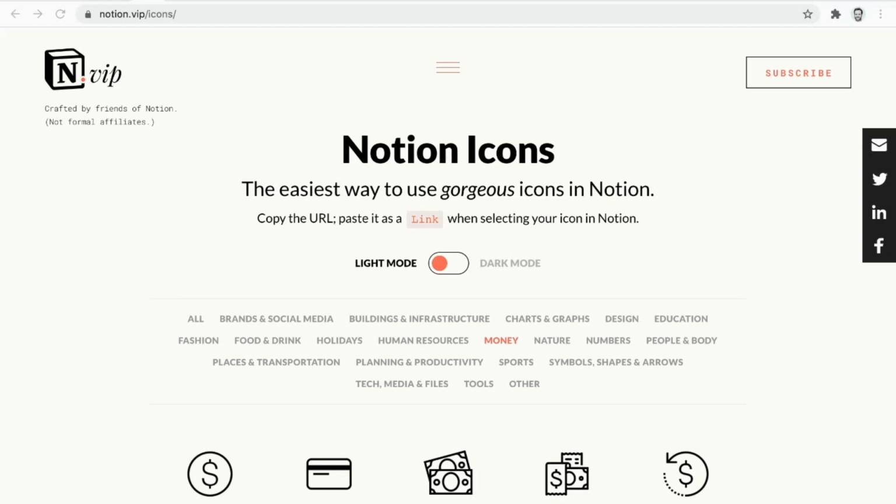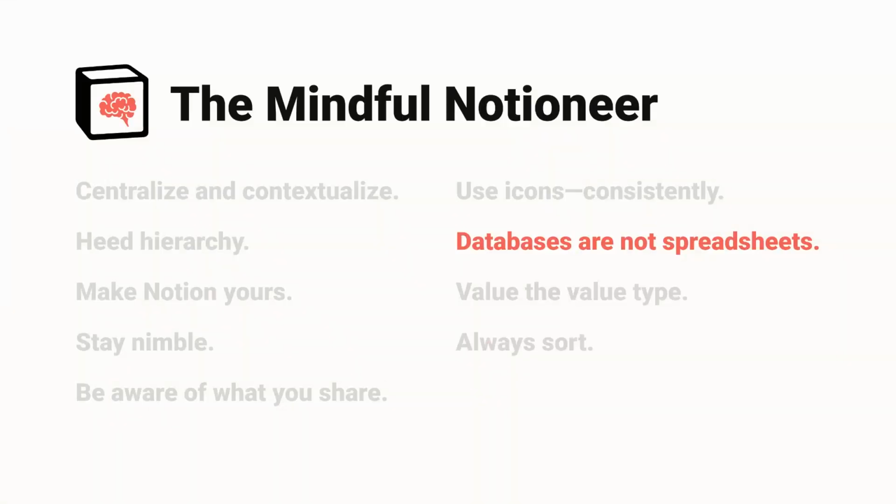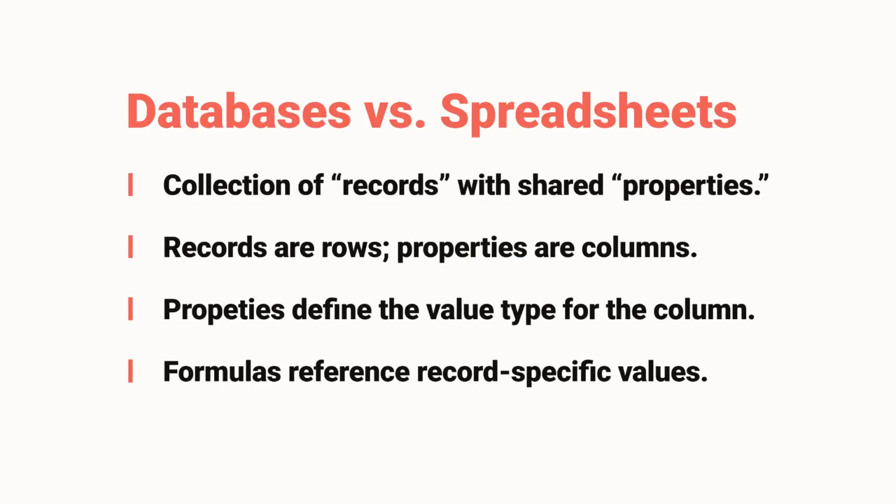So the last three principles pertain specifically to databases. And the first is that databases are not spreadsheets. In their default table format, databases look like spreadsheets, and many Excel and Google Sheets wizards try to use them interchangeably. But here are a few distinctive characteristics of Notion databases. A database is a collection of items with shared properties, and those items are commonly known as records. So a database of cars, for example, might have properties for make, model, color, and year.